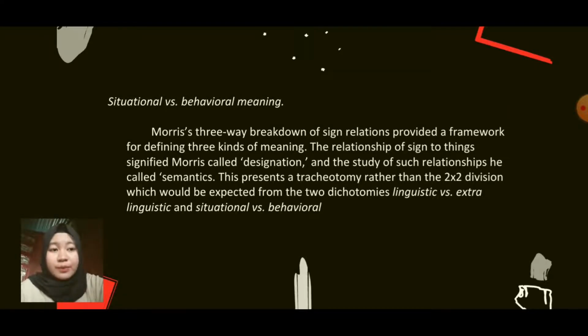Morris' three-way breakdown of sign relation provided a framework for defining three kinds of meaning. The relationship of signs to things signified Morris called denotation, and the study of such relationships he called semantics. This presents a trichotomy rather than the 2x2 division which would be expected from the two dichotomies, linguistic versus extralinguistic and situational versus behavioral.